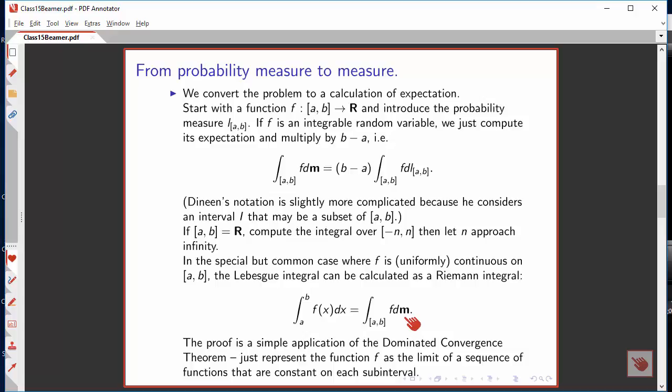It is the probability measure that we've been using all along, multiplied by the length of the interval from a to b, so that while the probability that your random variable lies in a to b is 1, the measure of the interval from a to b is the difference b minus a. The two things just differ by an overall constant factor.